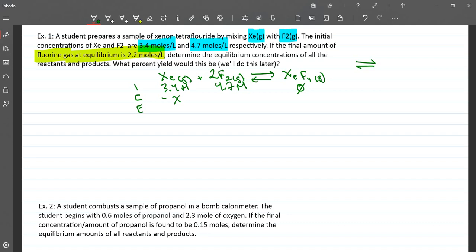Fluorine will also decrease, so it'll be negative, but it's not going to decrease by 1 mole per liter of x, it'll decrease by negative 2x, again proportional or related to the coefficient in the balanced reaction. Our product is also going to change, but it's going to increase in concentration, so it will have a positive sign. And that positive sign is also going to change by a certain unknown amount x, related to the coefficient in the balanced equation. In this case, it's just a 1, so it's positive x. Now, what you do with E is you just take I and C and you add them together.